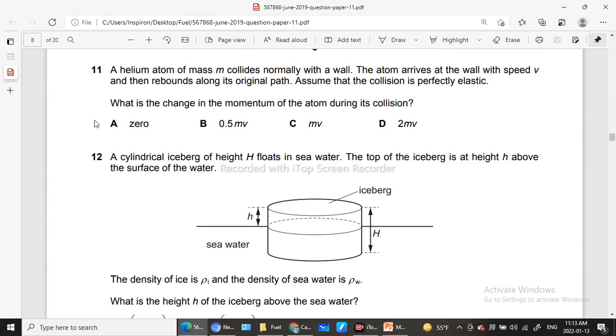A helium atom of mass m collides normally with a wall. The atom arrives at the wall with a speed v and then rebounds along its original path. Assume that the collision is perfectly elastic. What is the change in the momentum of the atom during its collision?